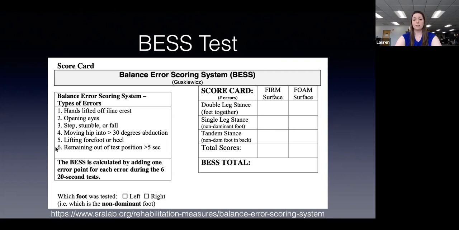So ideally, the score should be a 0. The lower the score, the better. And it's just looking at their ability to maintain the balance. Any questions on that one? No?